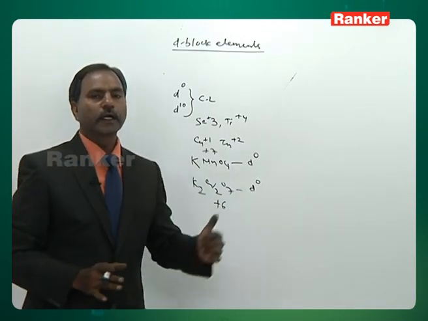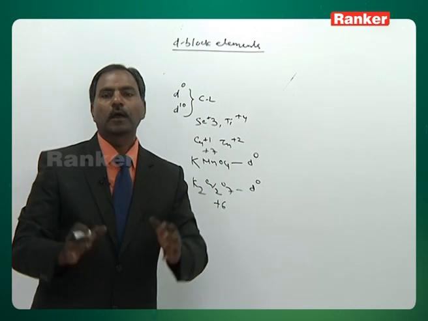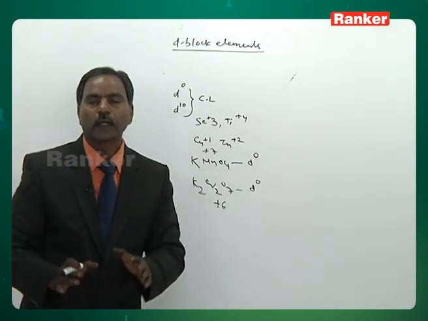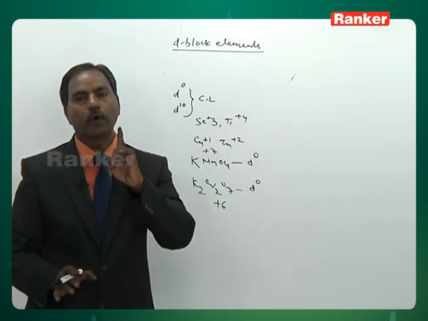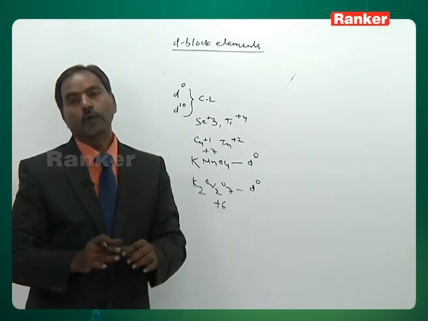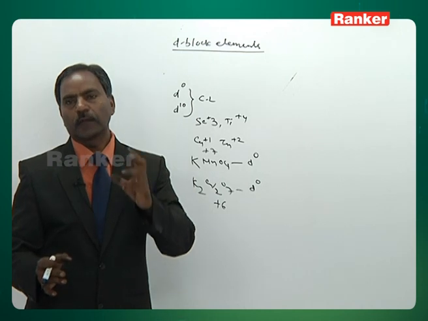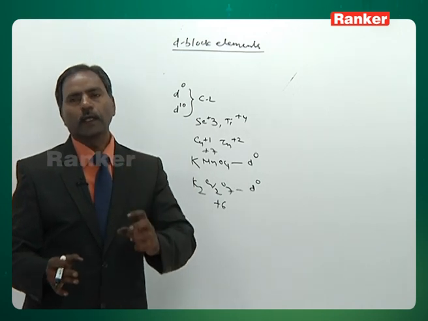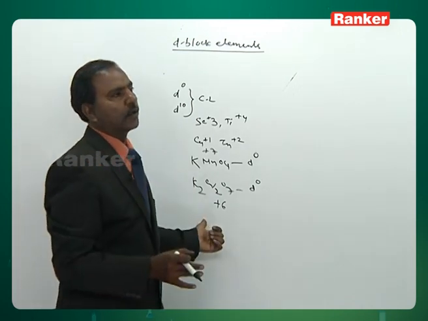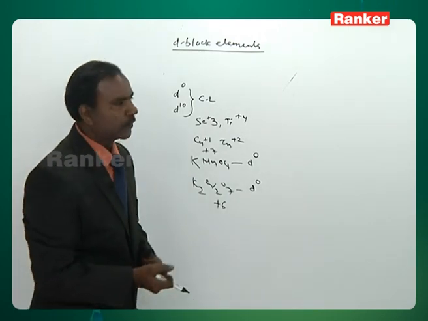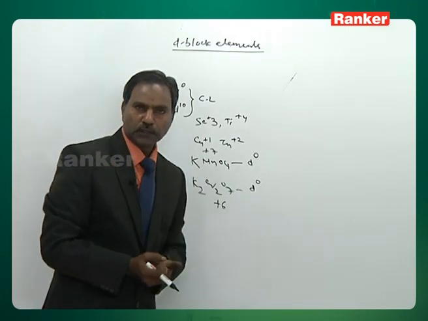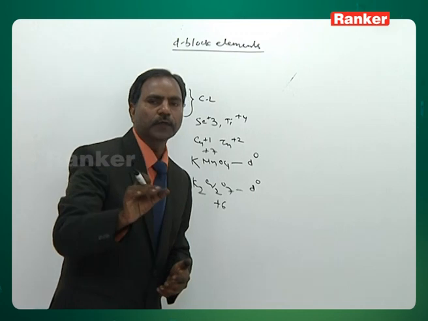Nickel plus 2 d8 is forming three complexes. The three have three different geometries. In all these complexes, what is the metal ion present? Nickel plus 2. What is the configuration? d8 only. In all these, the metal ion is the same and the configuration is the same. But the geometry is different, and these three definitely exhibit three different colors.